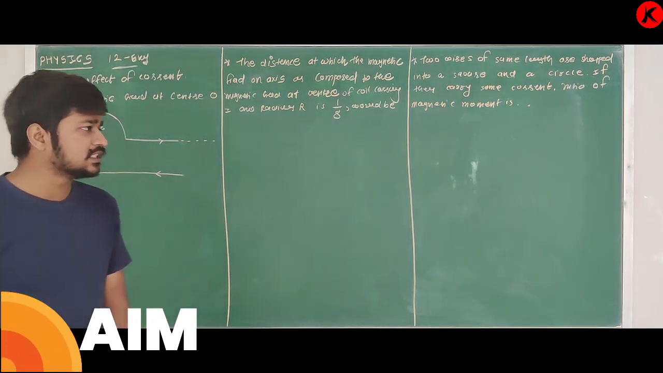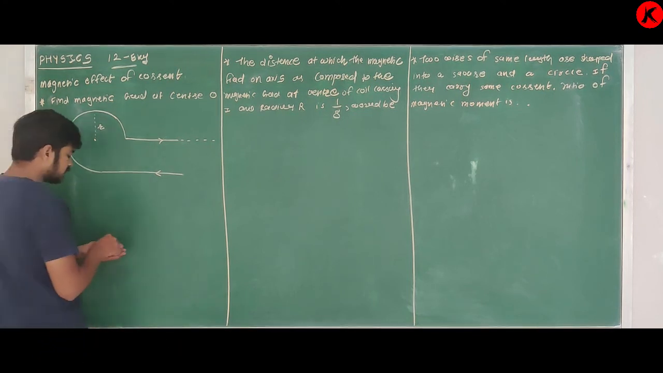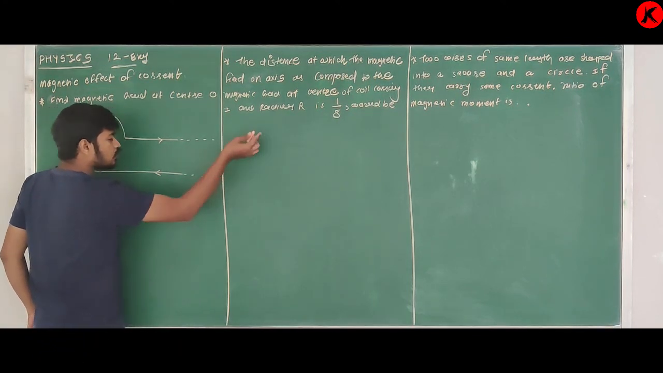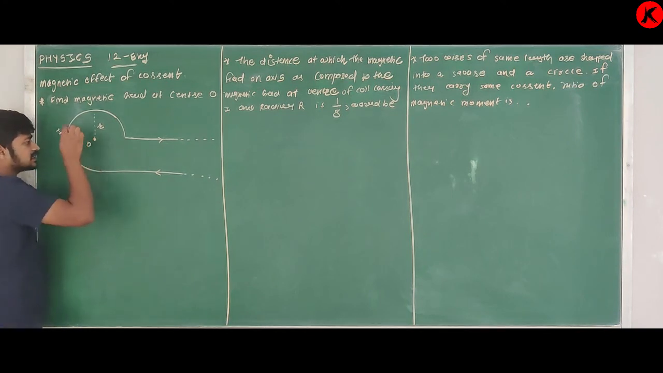Continue. Questions. Find the magnetic field at center O. You are given a figure to work out. The meaning of this is that these wires extend to a very large distance. You have to find the magnetic field at the center.